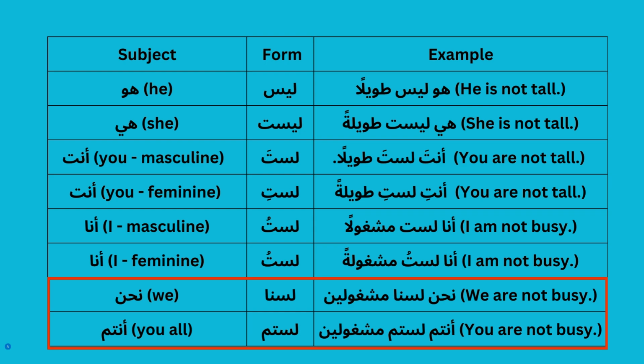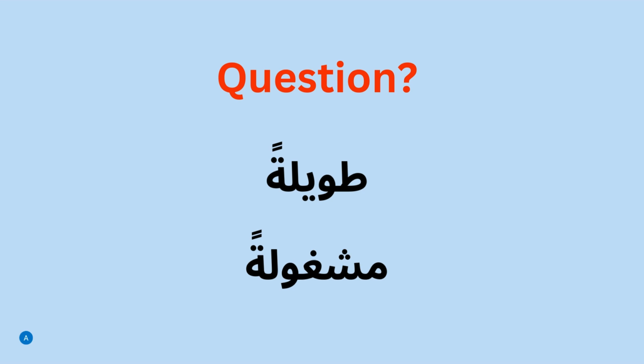All right. Now I have a question for you. We have seen these two words in the examples, tawilatan and mashghulatan. So we know the rule of fathatain, right? Whenever any word ends with fathatain, what should be there after it? There has to be an alif after fathatain, right? But why isn't it here? Why aren't we seeing an alif after this fathatain? Any guess?